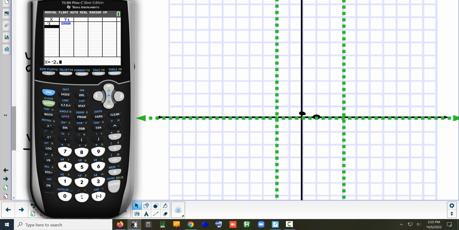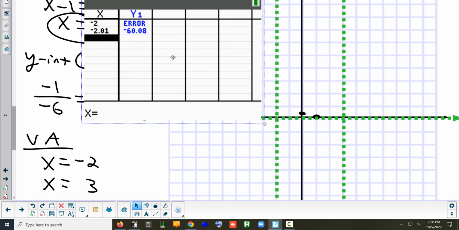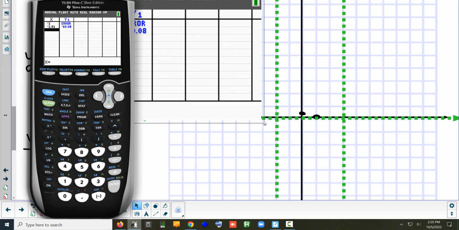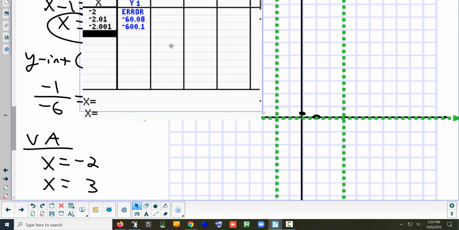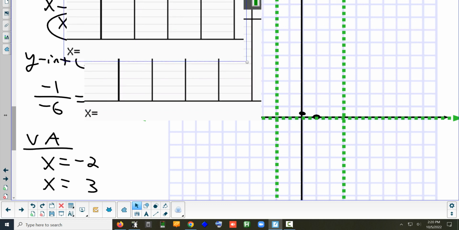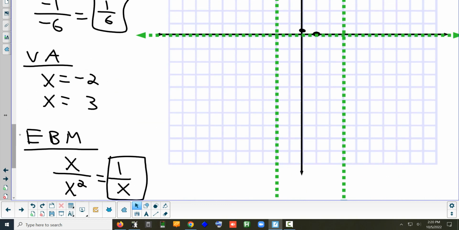That's just to the left of -2. And let's see what happens. When I plug in -2.01, I'm at -60 on my graph. That's pretty far down. If you did it even closer, -2.001, now you're at -600. So when you are just to the left of -2, your graph is way down at -infinity. So that means when we are just to the left, this is the -2, the graph is way down there.